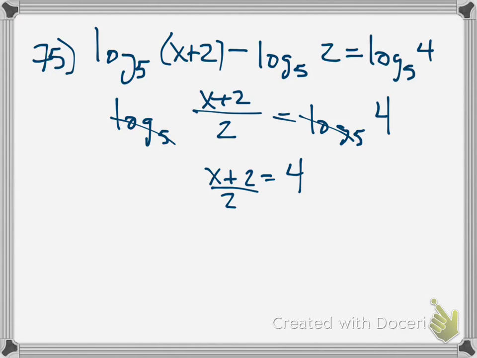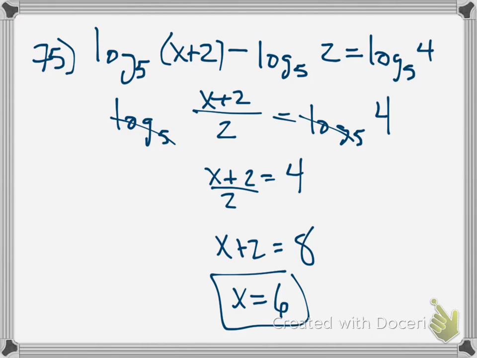And now you're solving it like you normally would. The opposite of dividing is to multiply. And then I can subtract 2, and I get an answer of 6. Okay, easy peasy, not that hard. So far I haven't needed to round. Of course, that has to change.